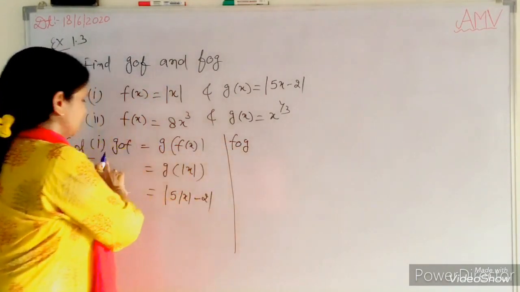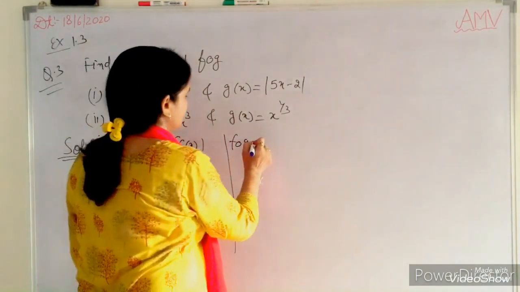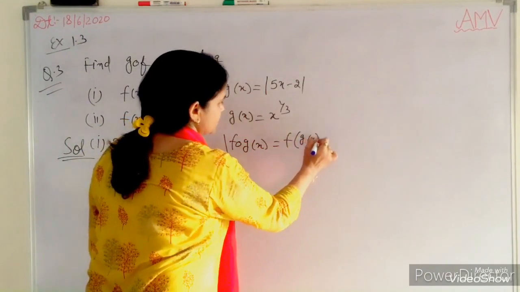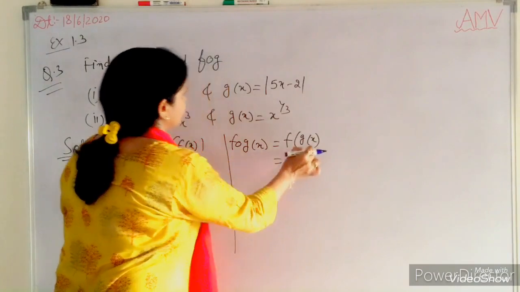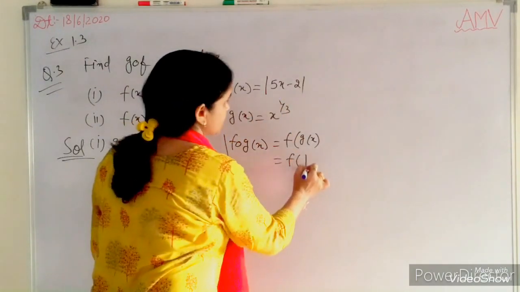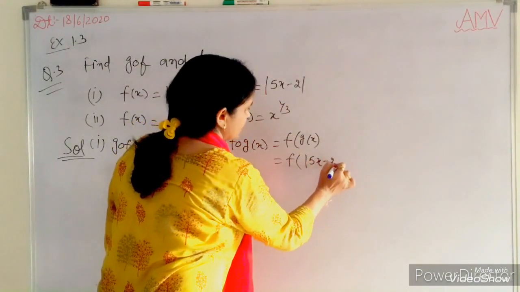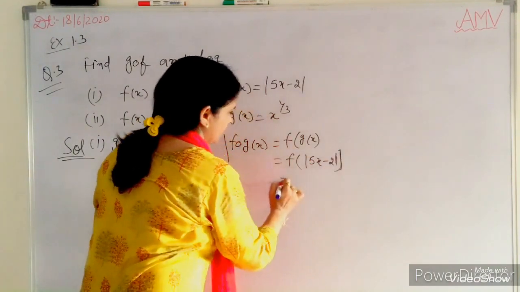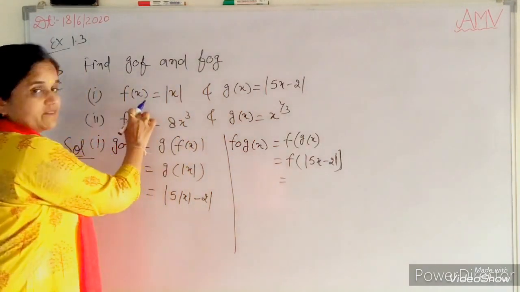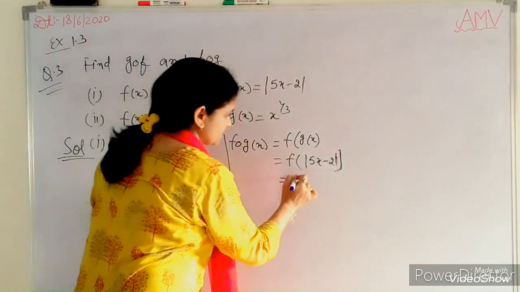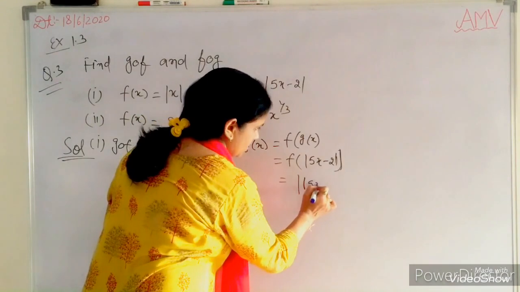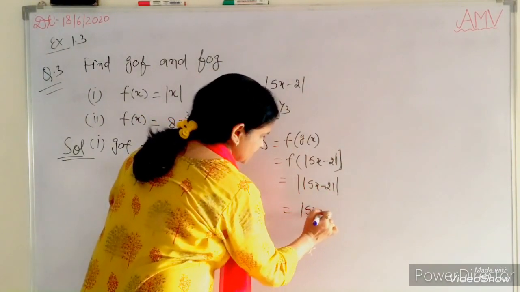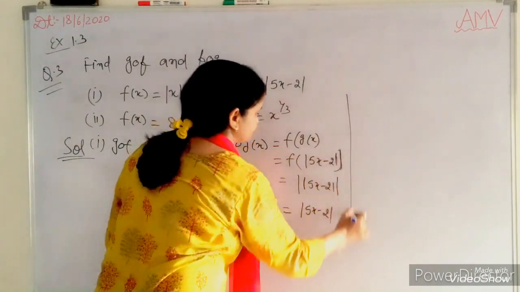Now for fog, first question, okay. fog(x) is f(g(x)). Here g(x) is given, student, modulus of 5x minus 2. Now f(x) is given as mod of x. So it is, student, mod of mod of 5x minus 2. It is mod of 5x minus 2.